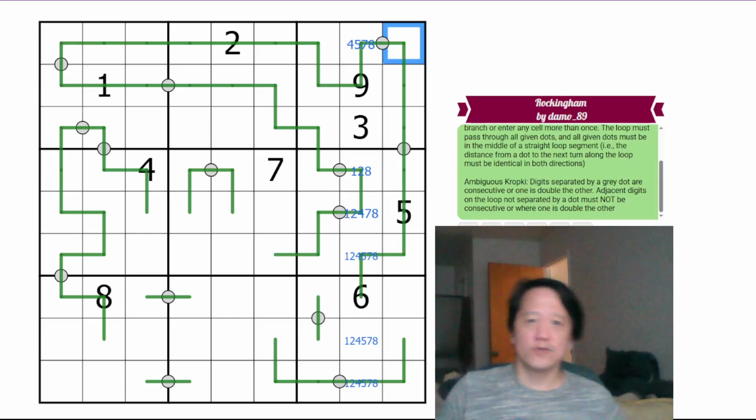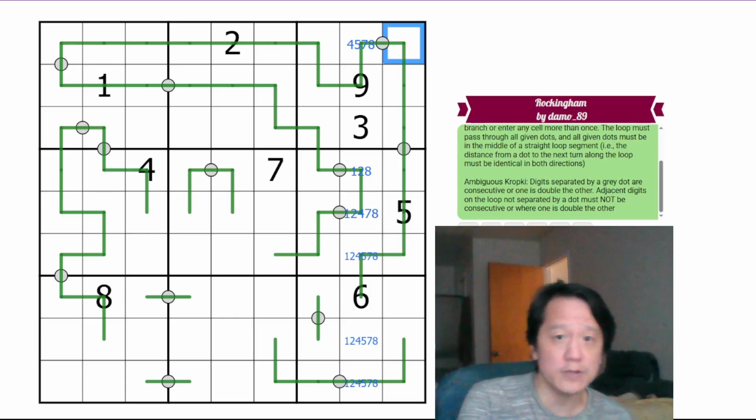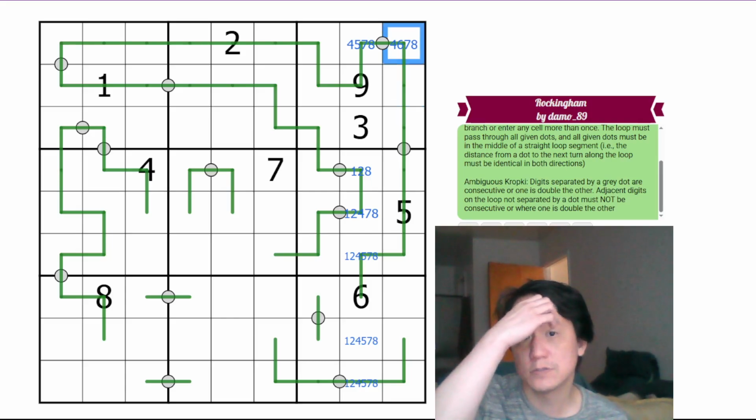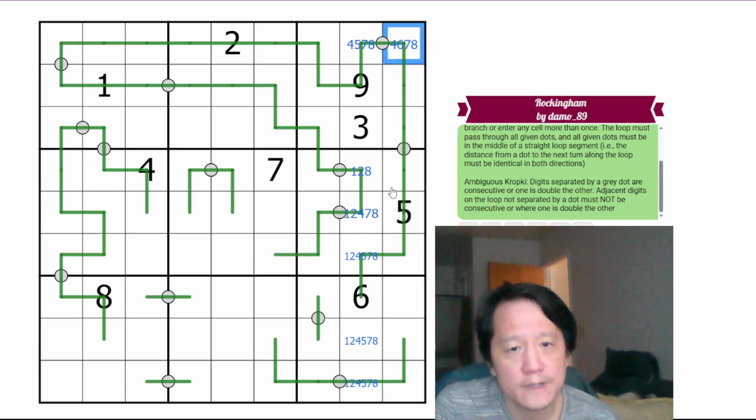Okay, so 4 could be with 8. Or 3 or 5, but it can't be 3 here or 5 here because of 3 in the box and 5 in the column. 5 would have to be with 4 or 6. 7 would have to be with 6 or 8. 8 would have to be with 4 or 7 here. So those are the possibilities.